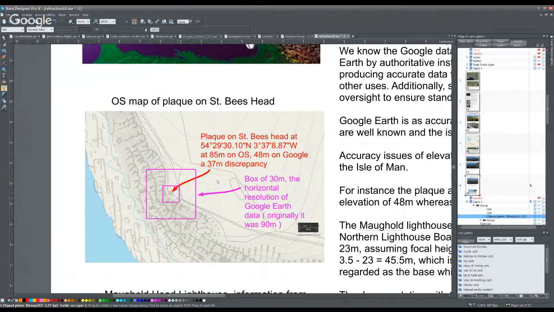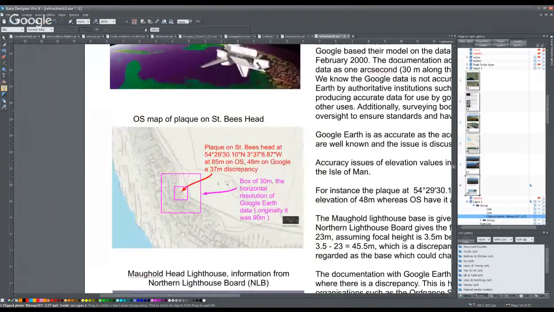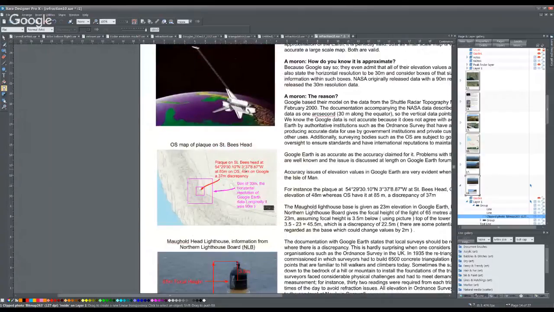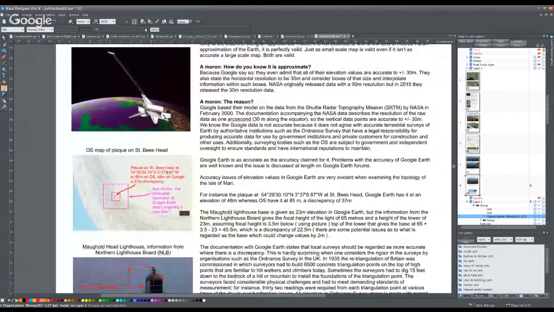Again, in fact, it turns out the Ordnance Survey is accurate to within 3 centimeters, and Google Earth itself is only accurate to 30 meters. So of course you go with the Ordnance Survey data, and they even say so in Google Earth. If you want something done accurately, don't use this. Go away and get a survey. Use the local survey data.